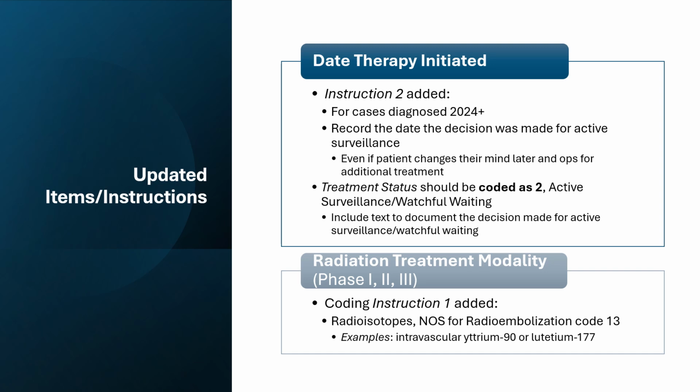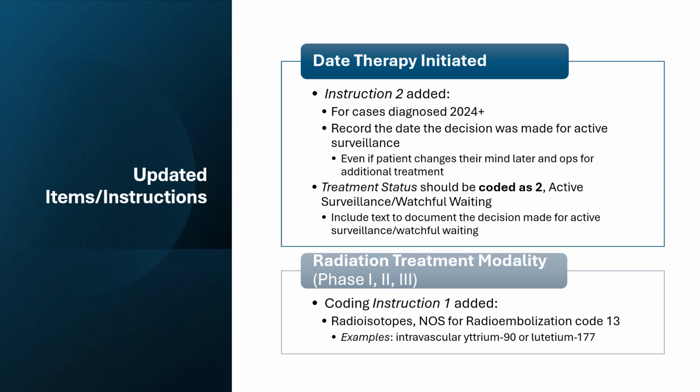If the patient opts for active surveillance or watchful waiting, we need to code the date that that decision was made, and our treatment status should reflect that as well with the code 2. So even if the patient later changes their mind and opts for additional treatment, if that first decision carried out was active surveillance or watchful waiting, we code that date as the date therapy initiated. So that is a change from previous years. Again, this begins with cases 2024 and forward.